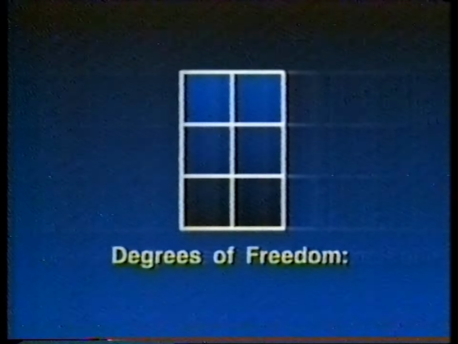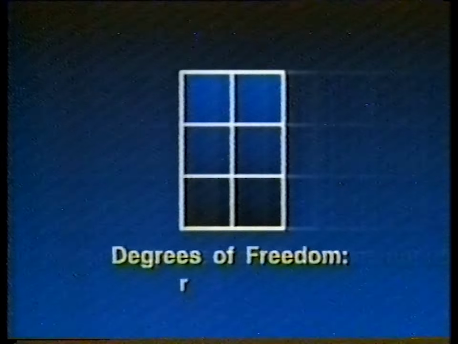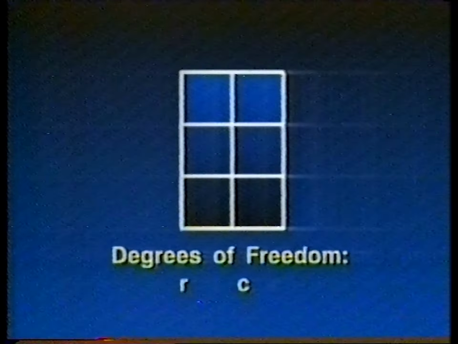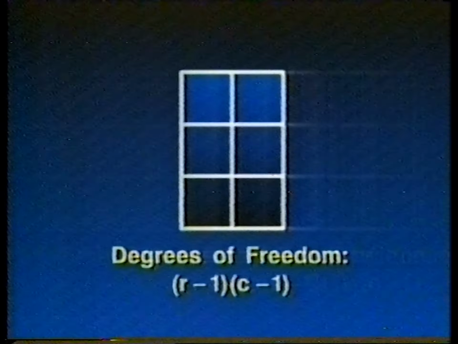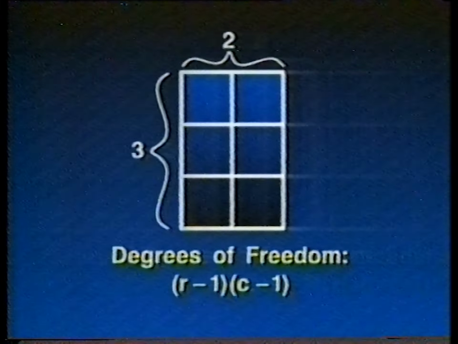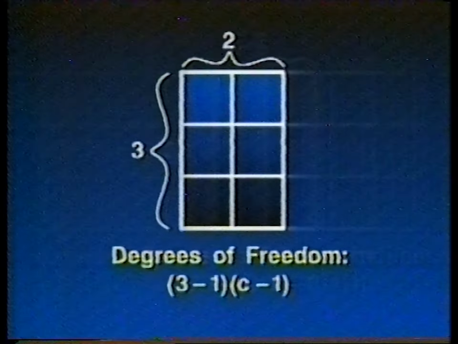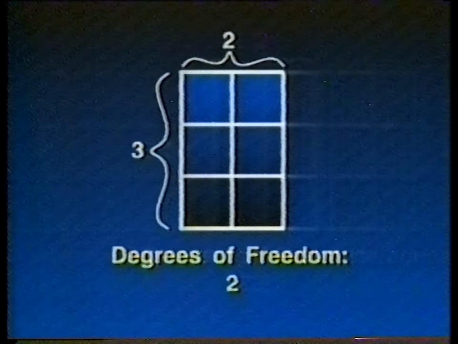Finding the degrees of freedom for the chi-square statistic is easy. If our two-way table has r rows and c columns, the degrees of freedom for the statistic are r-1 times c-1. So for a 3x2 table like we have in the breast cancer diagnosis study, the proper degrees of freedom are 3-1 times 2-1, which equals 2.